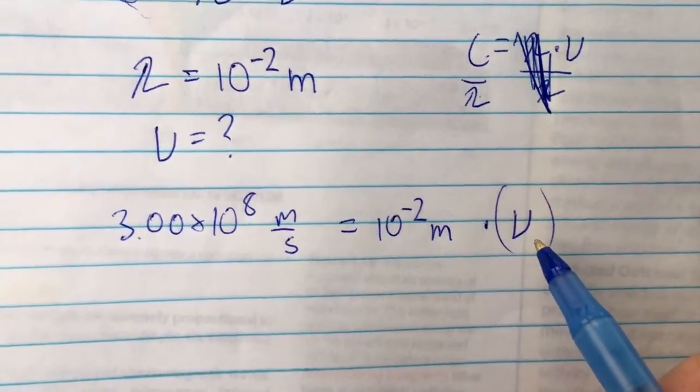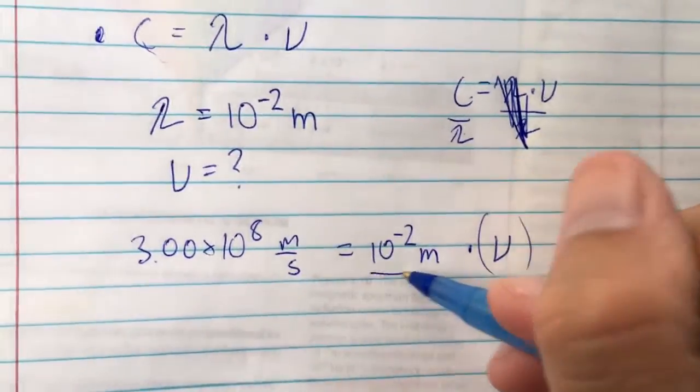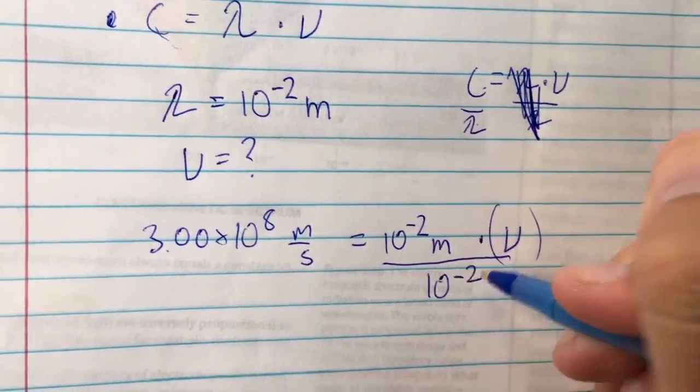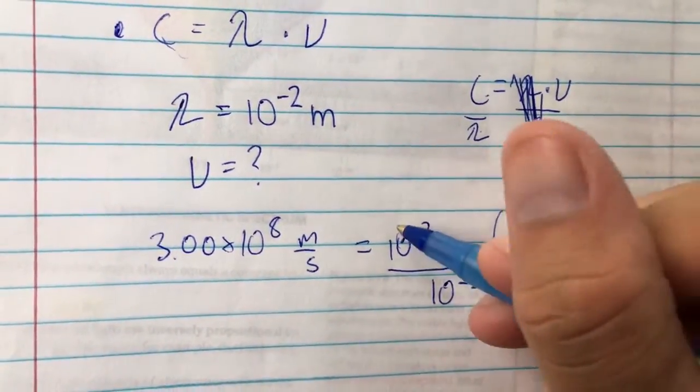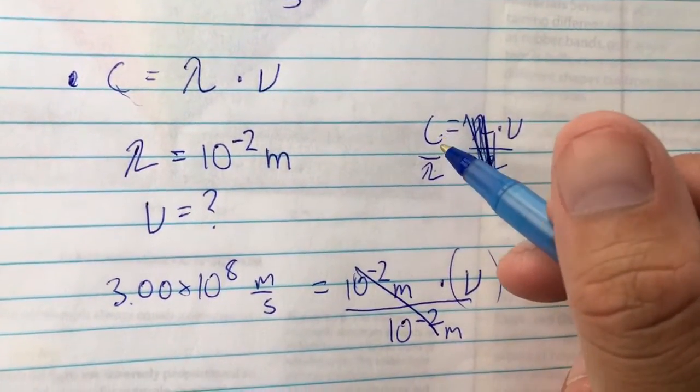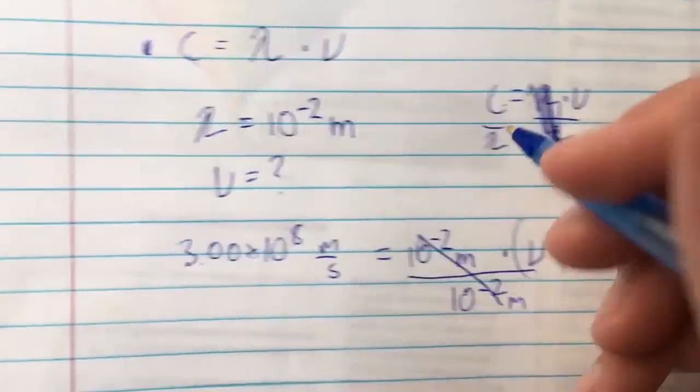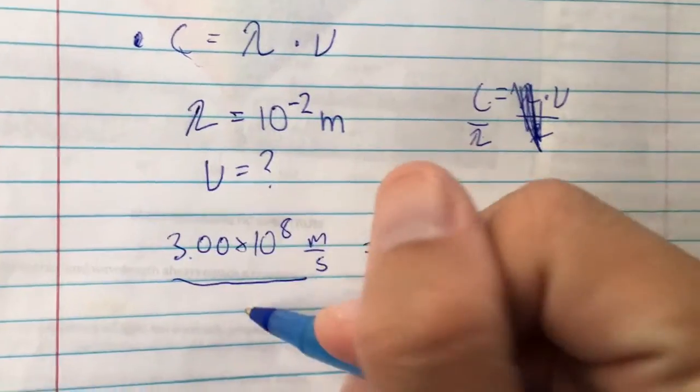V is kind of like x, like I'm solving for x. I need to get V by itself, so I need to divide both sides by 10 to the negative second power meters, okay? And then look over here, it's the same thing. So I multiplied speed of light times wavelength. Look what I'm about to do. I'm about to take the speed of light and divide it by wavelength. Get it?